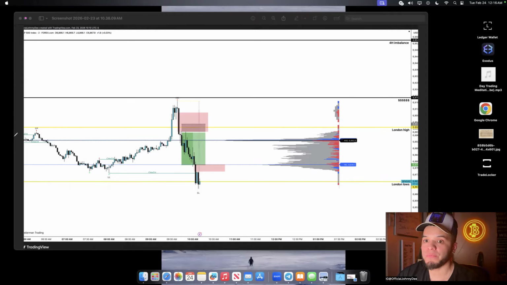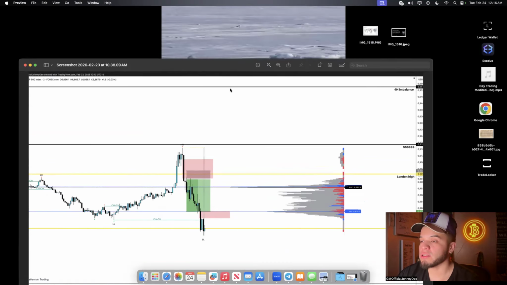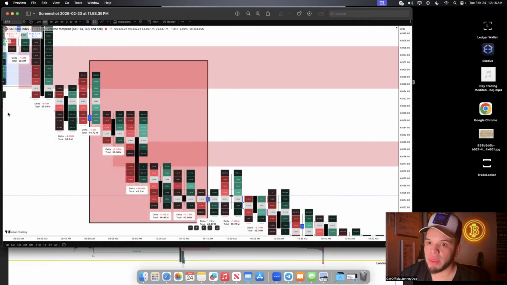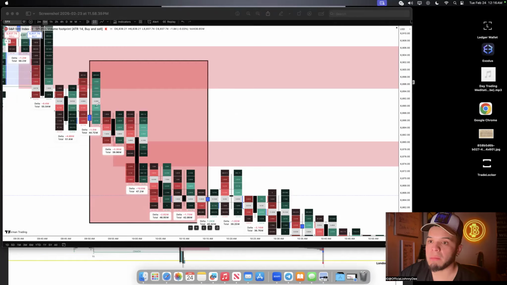Now, as well, to add to that, on the delta footprint chart, I'm going to show you guys right now. We also had the same thing happen as well. So I got in right here in this candle. So what made me get in? Even though we printed a bullish candle, we had a single imbalance here. We had negative 1.5 million contracts executed favoring sellers.